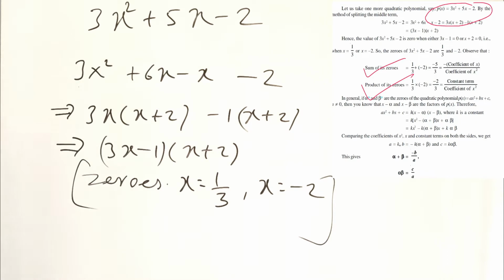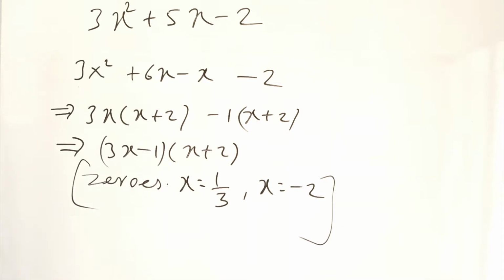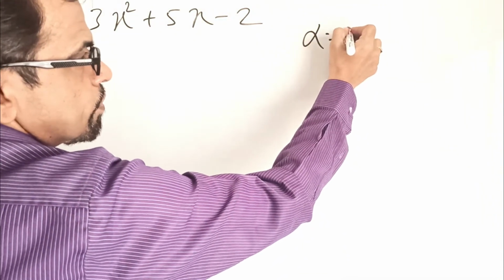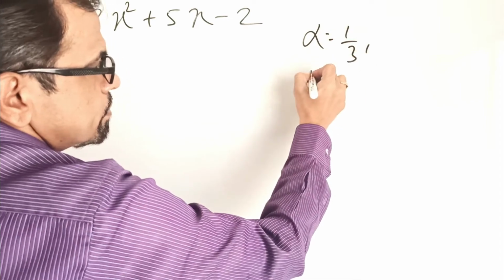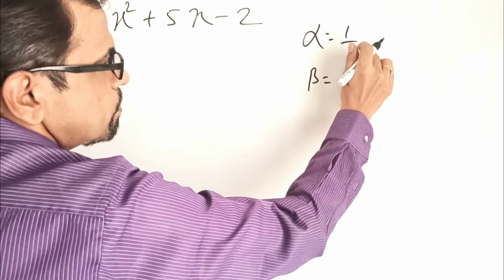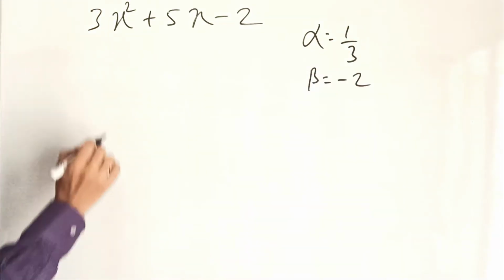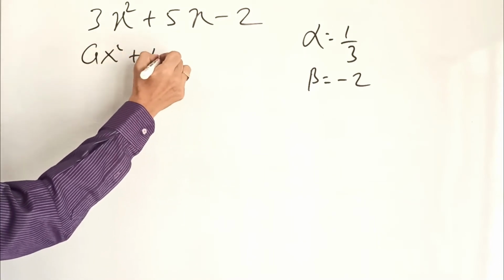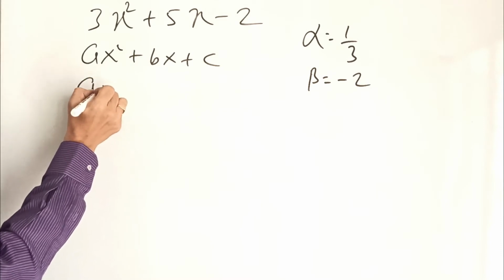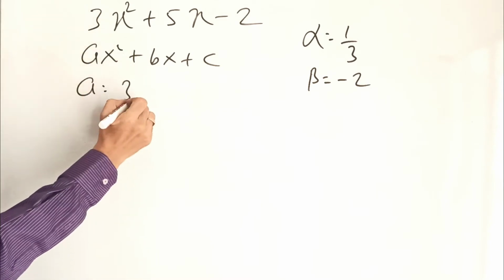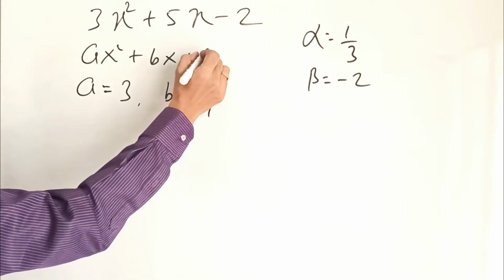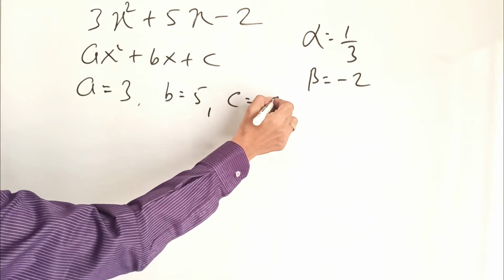Now let us verify the relationship between zeros and coefficients. Students, the zeros we found, I am writing here: alpha is 1/3 and beta is equal to -2. And if we compare with the general quadratic polynomial ax square plus bx plus c, a will be 3, the coefficient of x square, b the coefficient of x is 5, and c the constant is -2.